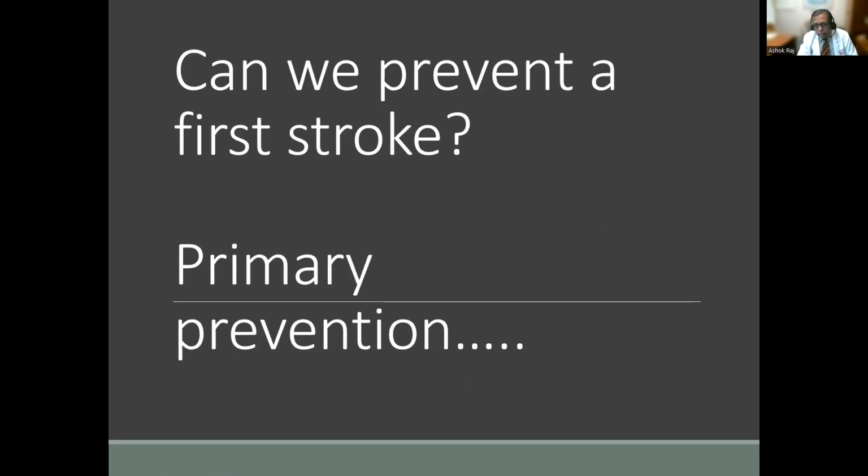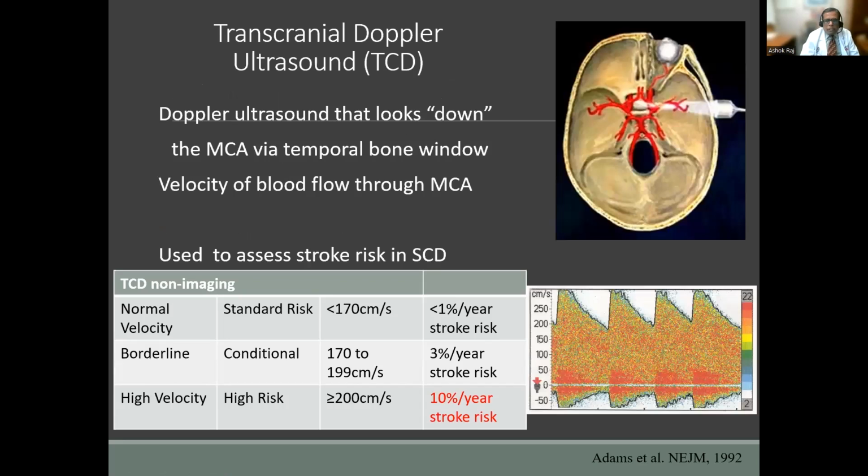So can we prevent the first stroke in sickle cell disease, what is called primary prevention? There was a study done by the NIH called the STOP study. STOP stands for Stroke Prevention Trial. In this study, they used a technology called transcranial Doppler ultrasound. They looked at the velocities in the middle cerebral artery, and they categorized patients into 3 groups: normal velocity when it was less than 170 centimeters per second, conditional when it was 170 to 199, and high velocity if it was 200 or greater.